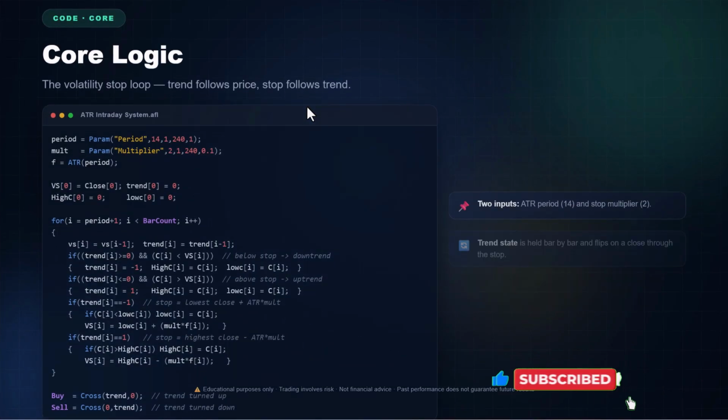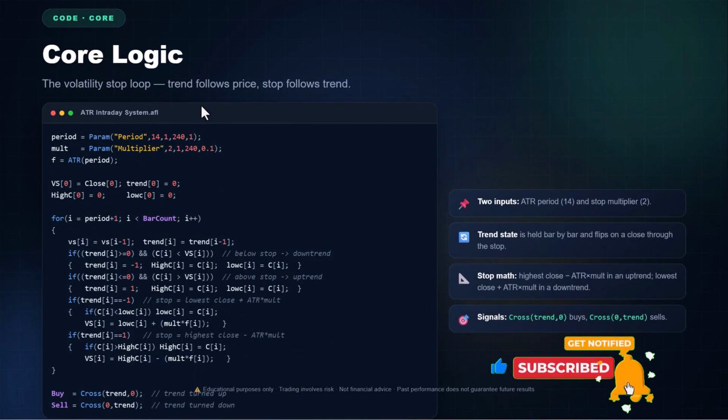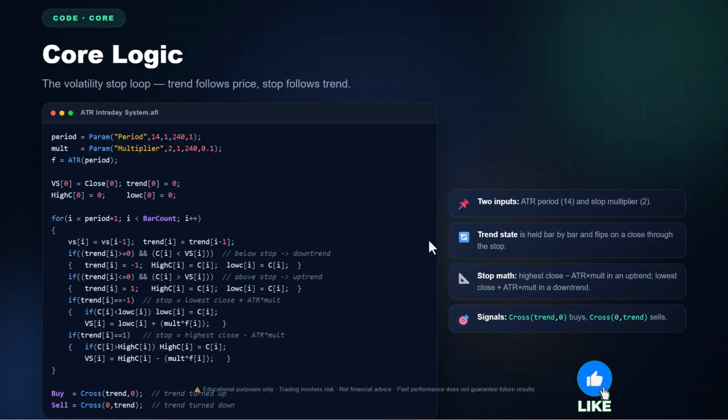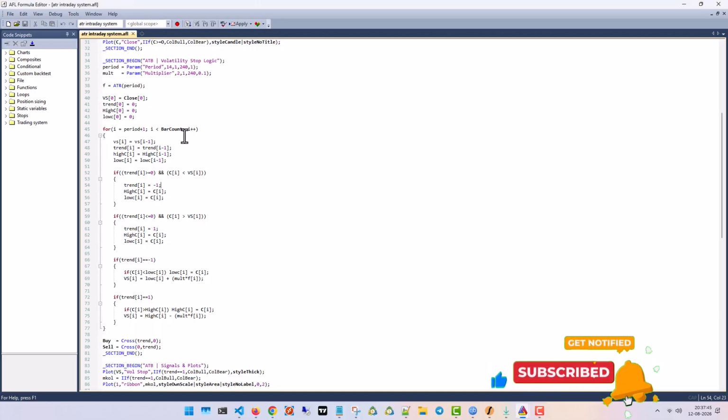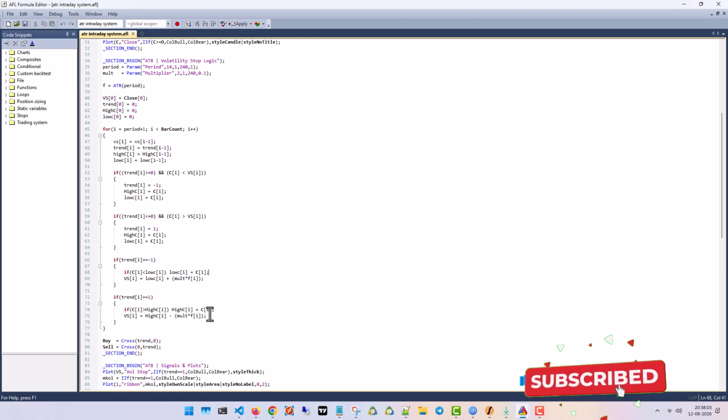Here is the heart of the code. Two inputs are defined, the ATR period and the multiplier. The loop walks bar by bar and holds the current trend state. When the close falls below the stop, the trend turns down. When it climbs back above, the trend turns up. The stop itself is the highest close minus the ATR multiplied by your multiplier, or the lowest close plus that same value on the downside.